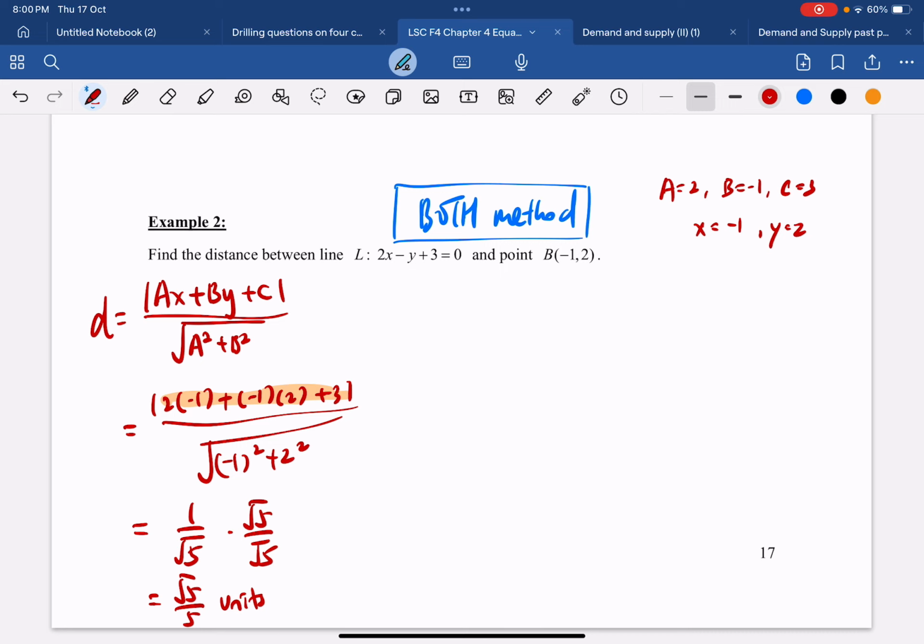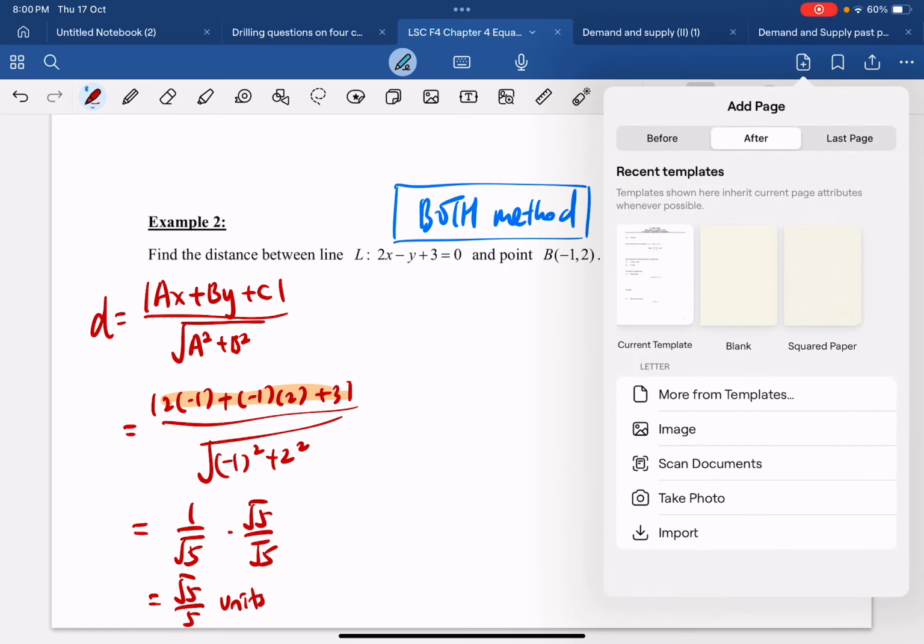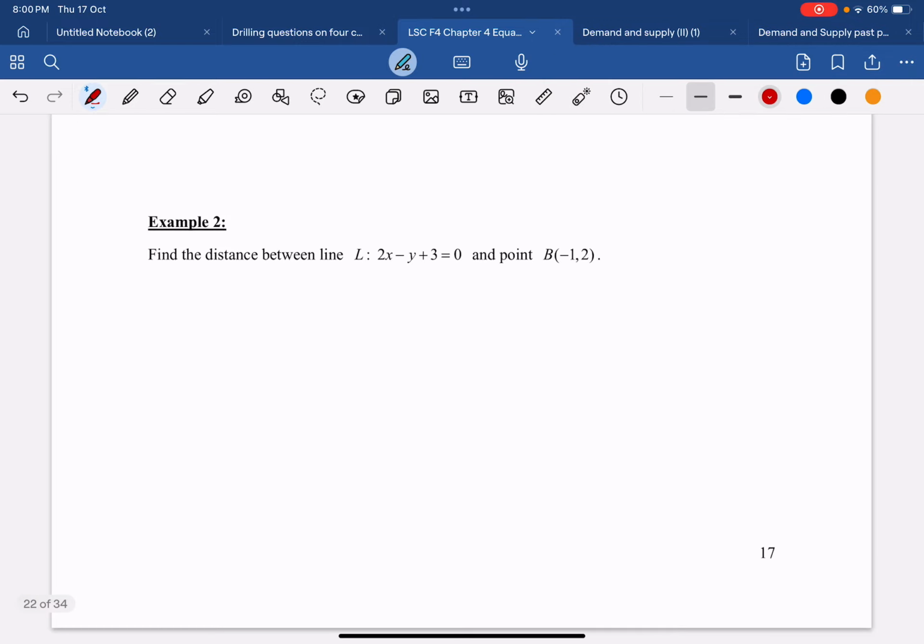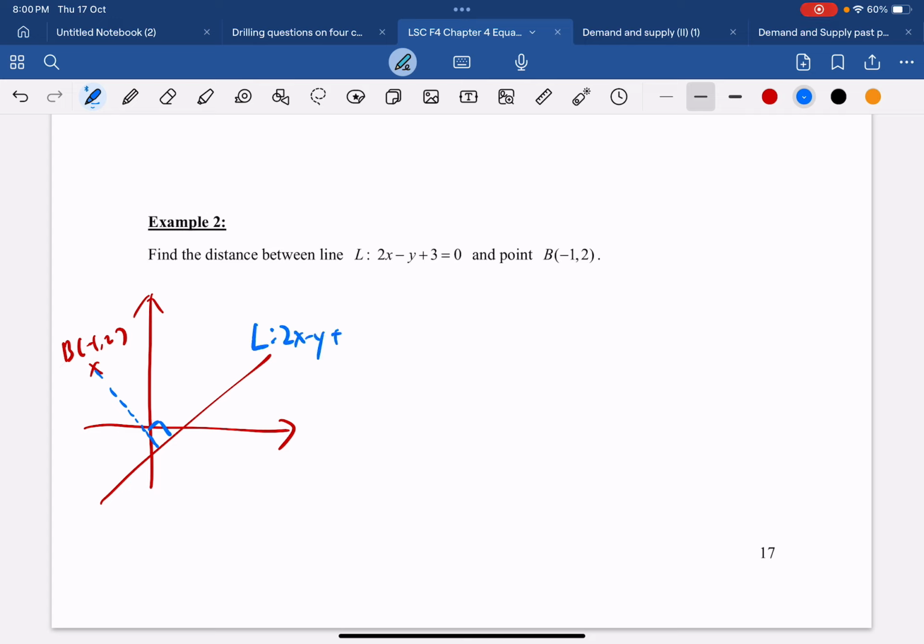And then for the second method, the traditional method, let's take a look. So draw a diagram first. -1, 2 maybe somewhere here, and then let's say the line is here. So we need to compute this distance. You know this line is 2x minus y plus 3 equals 0, and then we can try to find the slope of L first, which is -2 over -1, which is 2.